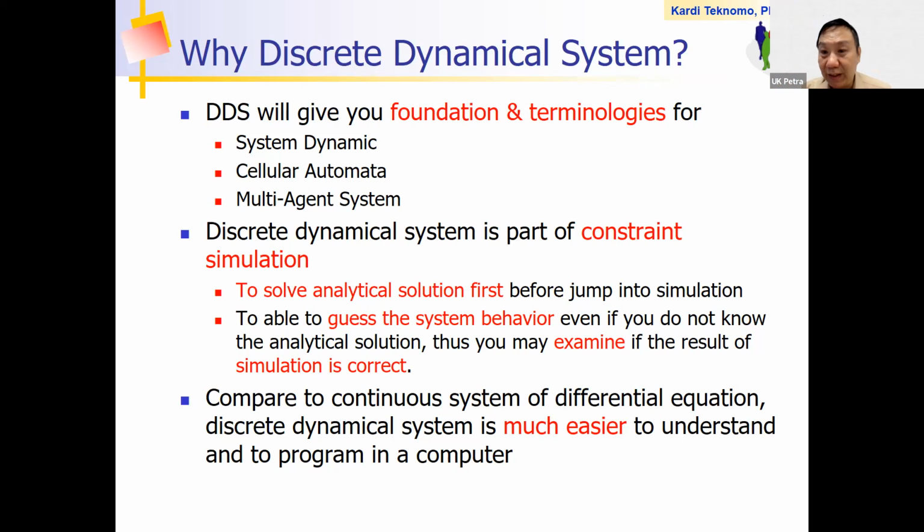So when you learn about this, you can think in terms of behavior of the system rather than just get the solution. Even if you don't know the solution, you're supposed to know the behavior of the system. Why? Because when you know the behavior of the system, you can already interact, you can already apply. And compared to the continuous differential equation, discrete dynamical system is much easier to understand, much easier to program, even in Excel.